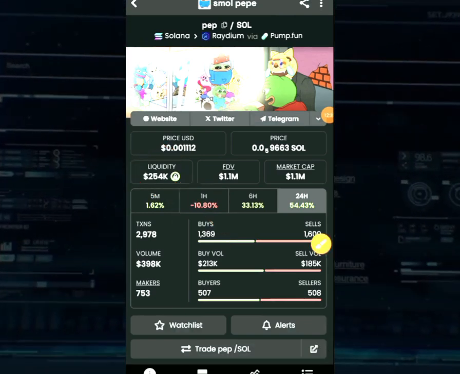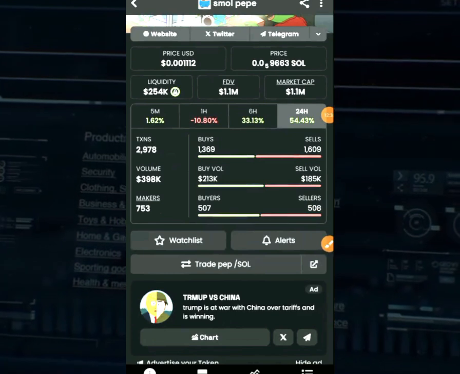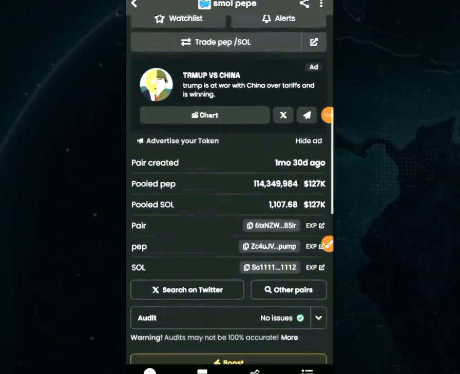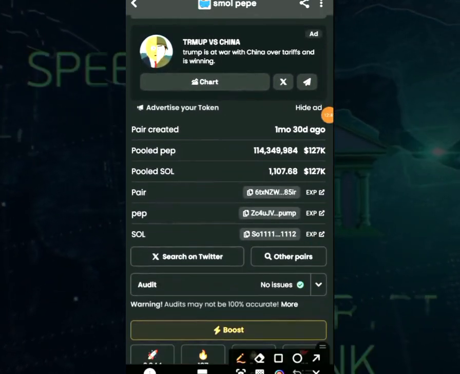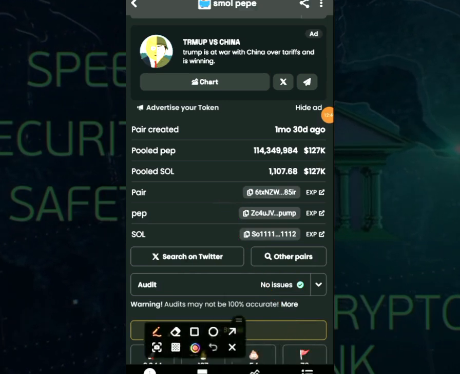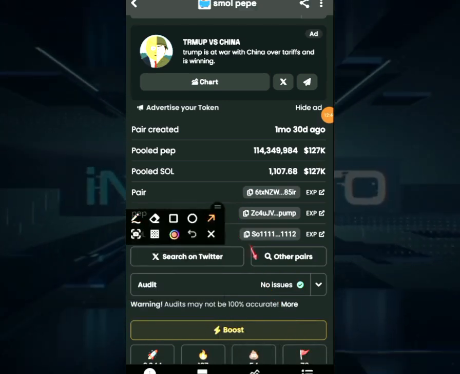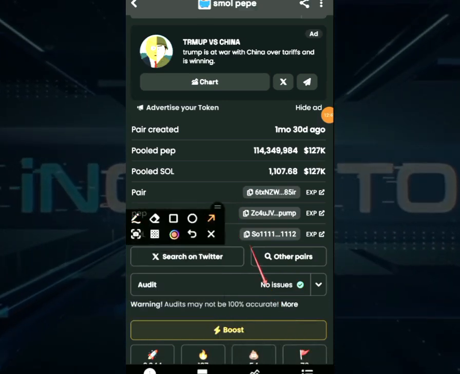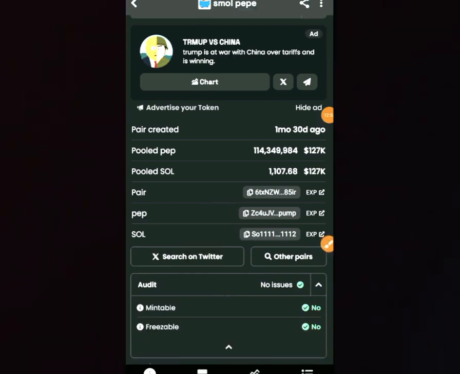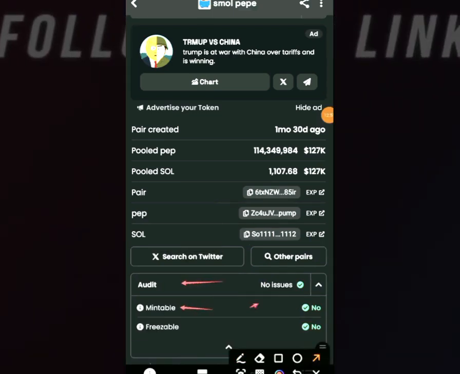After making sure of that, the next thing you actually want to make sure of is the audit. This is where you find the audits right here, right? It's saying no issue. When you click further, you're going to see that it is not mintable, right? Mintable, no. Mintable, no. Freezable, no.